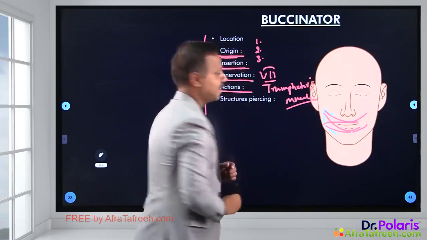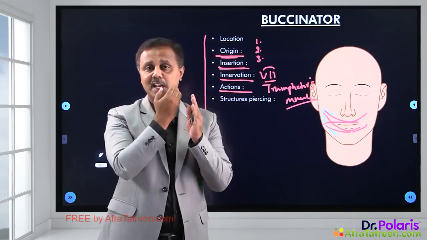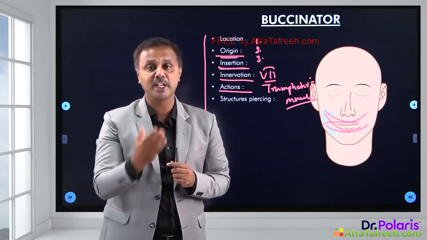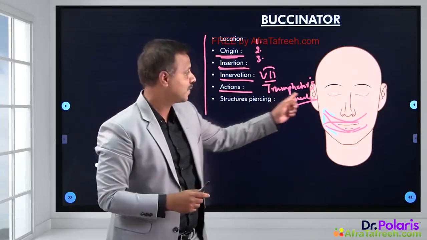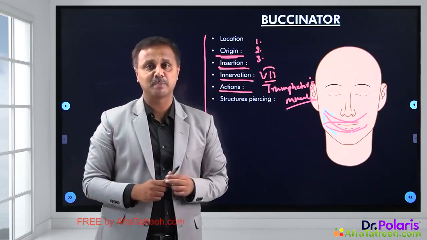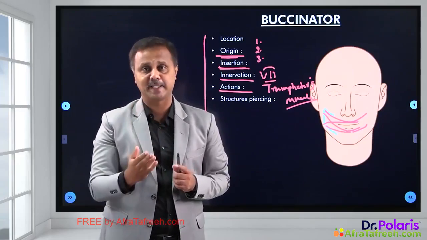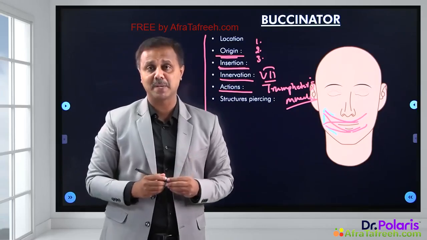Why is it called the trumpeter's muscle? It allows for accumulation of air between your cheek and the oral cavity, which is essential for blowing wind instruments like the trumpet. So that is why it is referred to as the trumpeter's muscle. It helps in blowing air into anything. That is the chief action of the buccinator muscle.